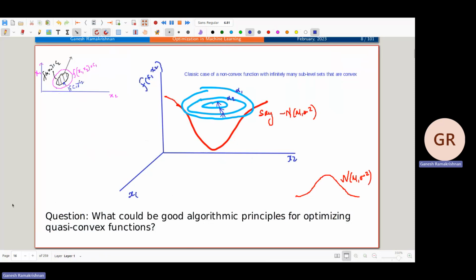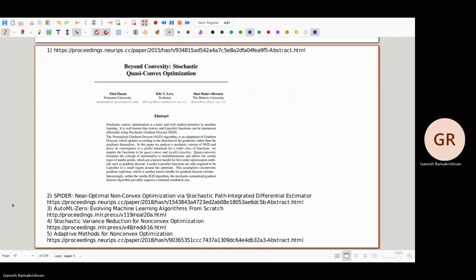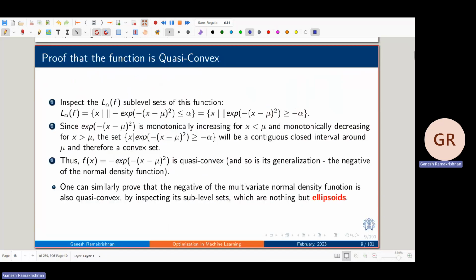I'm just going to give you some interesting reading for quasi-convex functions. So, beyond convexity, stochastic quasi-convex optimization, a paper from 2015 at NeurIPS. SPIDER: near-optimal non-convex optimization via stochastic path-integrated differential estimator, 2018 NeurIPS. There's been more recent work on quasi-convexity, right? And then stochastic variance reduction: how can the variance be reduced in the way the steps are taken, and so on, and adaptive methods for non-convex optimization. So yeah, I'm not going to delve more into it.